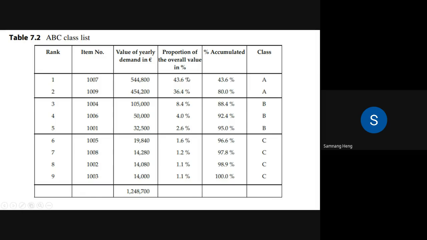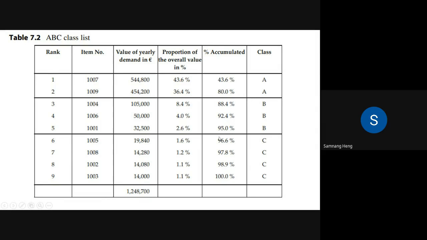And you find the proportion here, the same thing. Then the accumulative percentage. You guys know the word accumulative. It's like you add everything up. You add the new percentage on top of the previous one. For item number 1, the accumulated percentage is 3.6%, because it's the first one. But for item number 2, you just take 43.6 plus 36.4, so you find 80%. For item rank number 3, you add the previous two, and you find 88.4. Rank number 4, you add to that too, so you find 92.4.